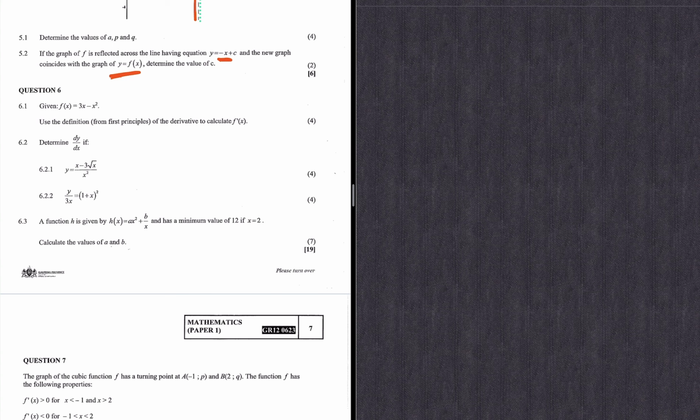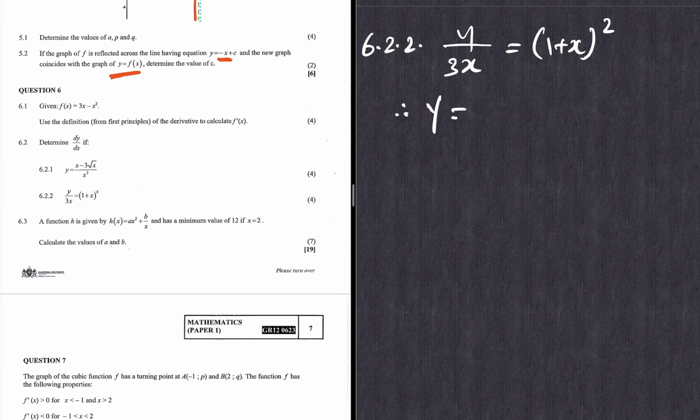the second last problem of the day. That is 6.2.2. You have y over 3x equals 1 plus x to the power 2. It's a binomial. Let me clear the fraction before I derive it. Multiply both sides by 3x. That is y equaling 3x into 1 plus x, a binomial, and then it's squared. Okay, the perfect binomial, by the way.